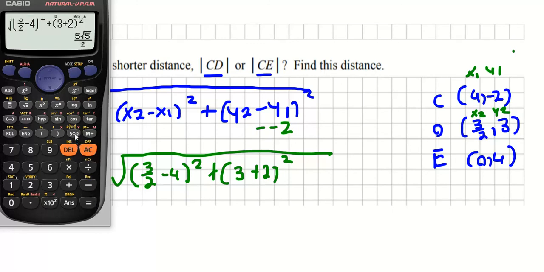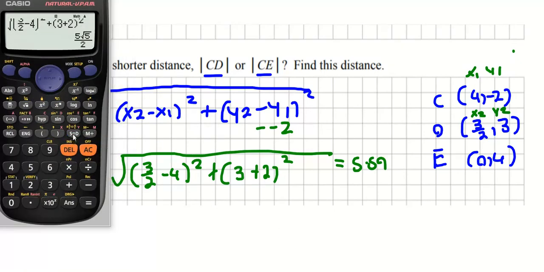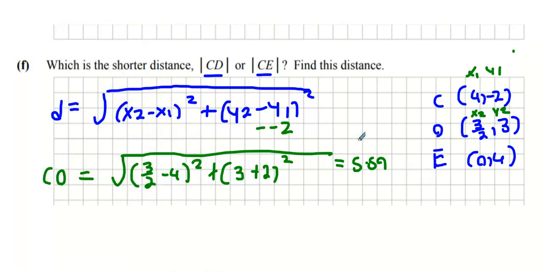5 root 5 over 2, otherwise known as 5.59. And the third form would have been 5 root 5 over 2.